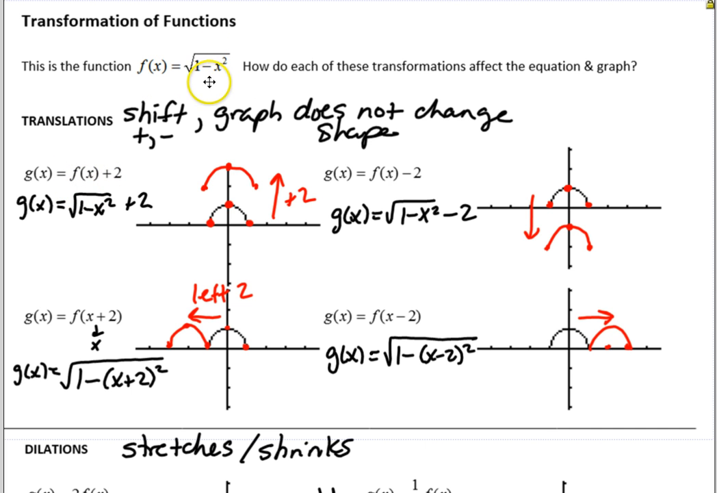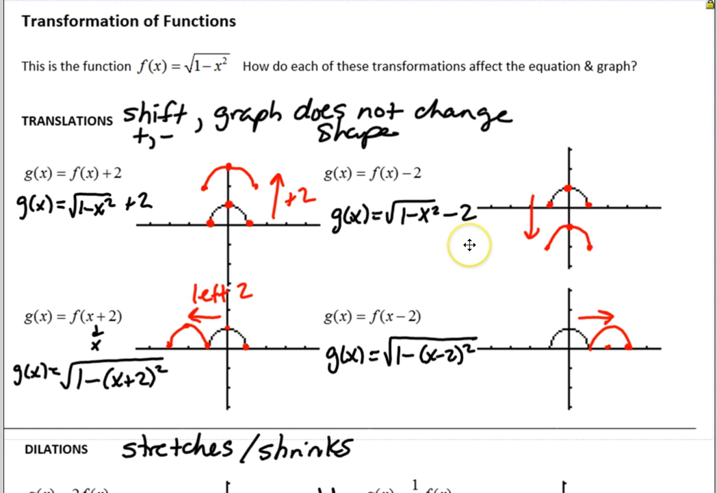So here's my f of x function. I substitute that in for f of x, the square root of 1 minus x squared, and add 2, which means I'm basically taking the entire function, figuring out my y value, and then just adding 2 to it. So I'm adding 2 to each y value. So negative 1, 0 becomes negative 1, 2; 0, 1 becomes 0, 3; and 1, 0 becomes 1, 2. And then that's my whole graph. The whole thing shifts up, does not change shape.